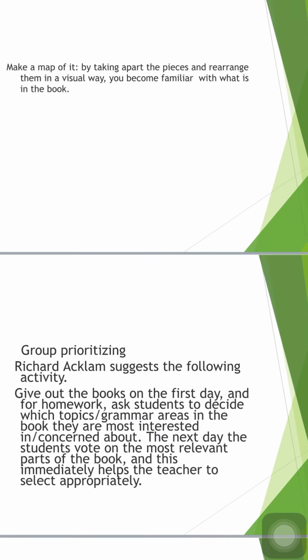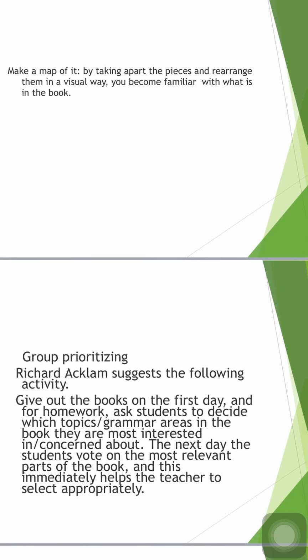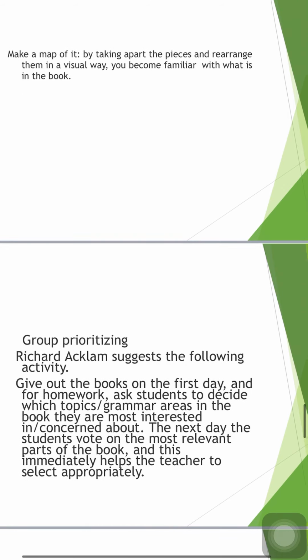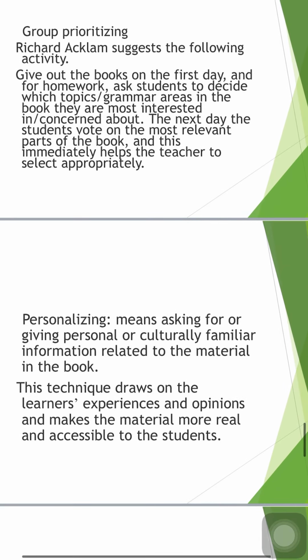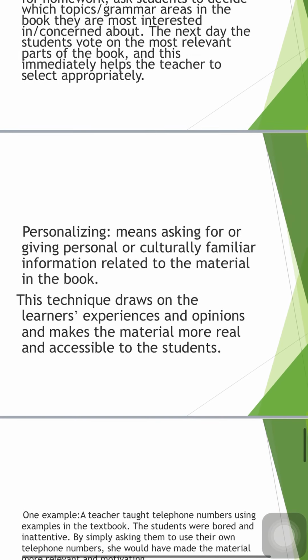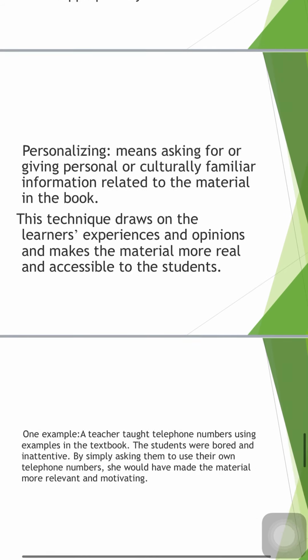Make a map by taking apart the pieces and rearranging them in a visual way. You become familiar with what is in the book. Group prioritizing. Richard Acklam suggests the following activity: give out the books on the first day, and for homework, ask students to decide which topics or grammar areas in the book they are most interested in or concerned about. The next day, the students vote on the most relevant parts of the book, and then immediately help the teacher to select appropriately.